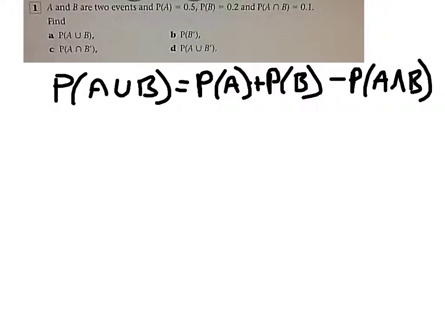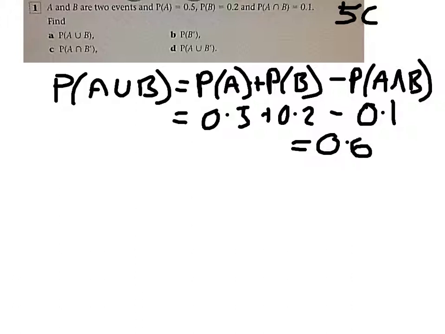So this is question 1 from exercise 5C from your textbook. We've got two events, probability of A is 0.5, probability of B is 0.2, and the probability they happen together is 0.1. So I'm using the standard formula: the probability of A or B is equal to the probability of A and the probability of B minus that overlap.